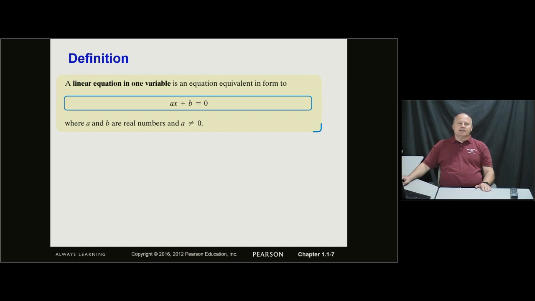A linear equation in one variable is an equation equivalent to the form ax plus b equals 0, where a and b are real numbers and a cannot be 0. Why can't a be 0? Because if a were 0, then ax would be 0, and that means the equation would reduce to b equals 0, and therefore it would not be a linear equation. So they're just qualifying this by saying a can't be 0, but a and b are real numbers.